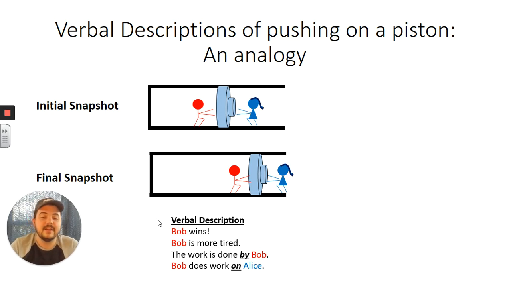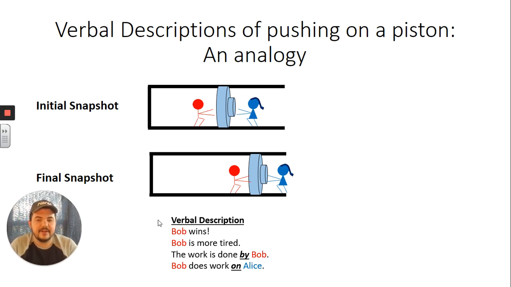We might say that Bob gets more tired. He pushed harder than Alice did. And so the work is done by Bob. Or another way to say that is that Bob does work on Alice. Those prepositions are going to be key in the way that we talk about what's going on. So the work is done by Bob because he won, or the work is done on Alice because she lost.